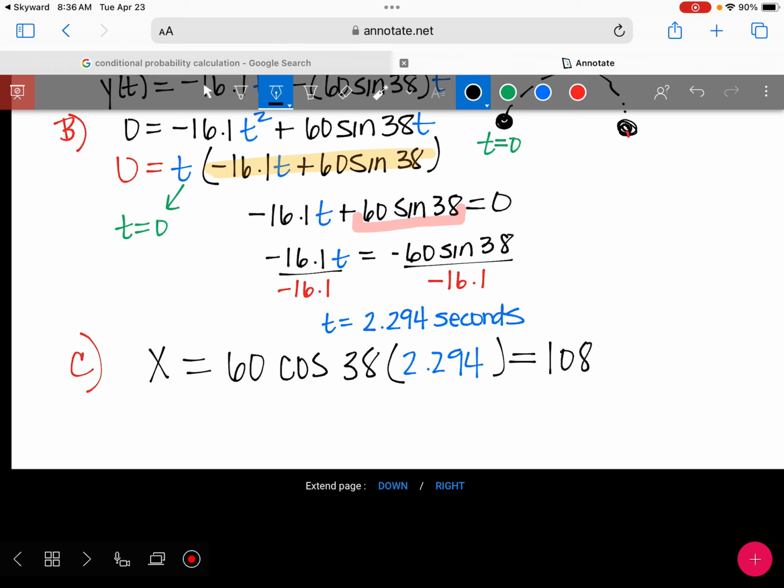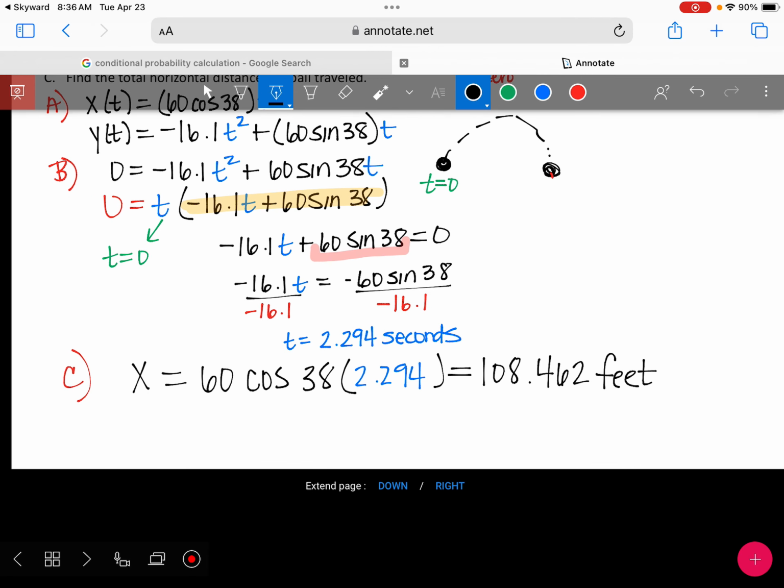And when I did this, which I did a long time ago, so make sure that these are the correct numbers, that is what I got. I got 108.462 feet. Go ahead and verify it though. Type it in your calculator. Make sure. Uh-oh. That might have messed it up. Okay.